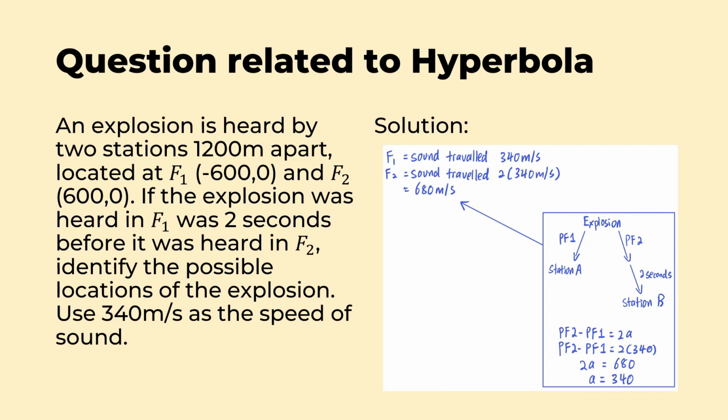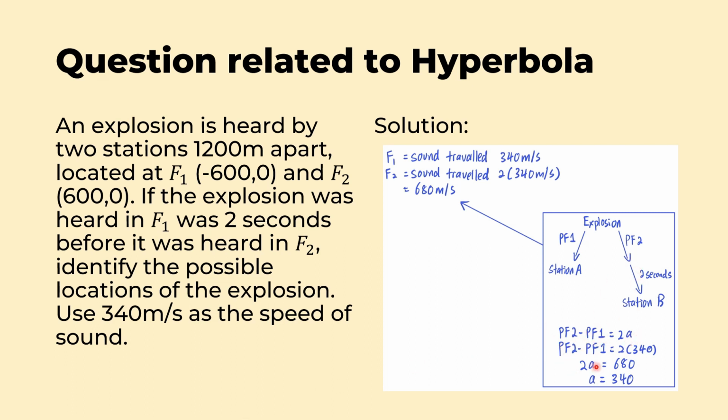We write the explosion, and then we split it into two stations, station A and station B. When we draw the arrows, we know that the formula PF2 minus PF1 equals 2A. So we already drew it out. We extend the arrow that says 2 seconds. So what we do here is, as you can see, the formula here, PF2 minus PF1 equals 2A.